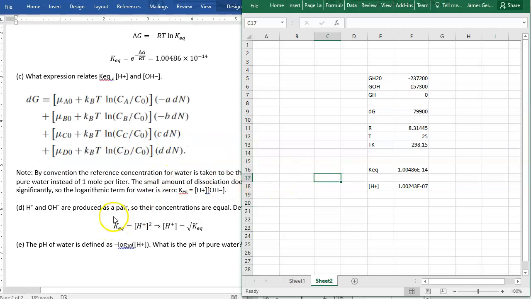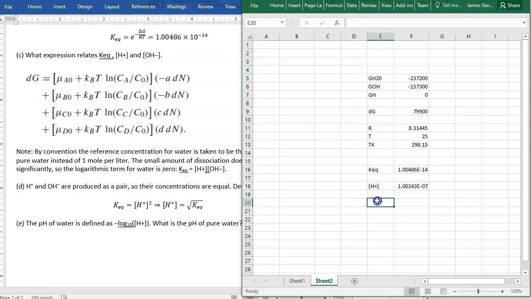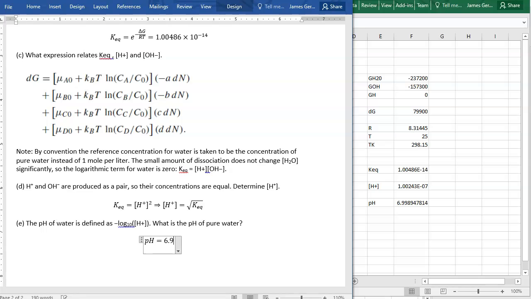Now we know this, and we're after the final step. What is the pH? We're going to take minus the log of the concentration. For this temperature, we're getting the pH is 6.9989. So the pH of water is ever so slightly acidic at this temperature.